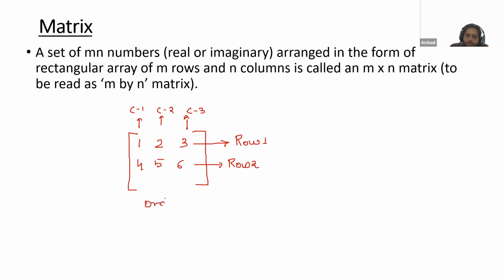Next, you have a term order in a matrix. Order is what? For example, in this one, Risha, how many rows are there? 2, sorry, rows are 2. And how many columns are there? 3. Columns are 3. So the order will be 2 by 3. First of all, we will write the number of rows, then this sign, and then number of columns. So we will read this as 2 by 3.